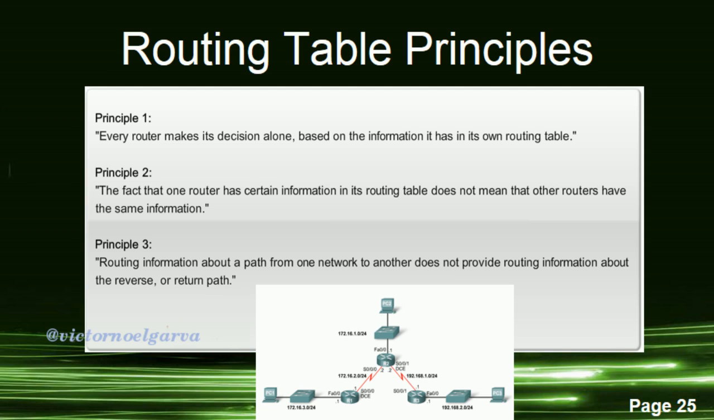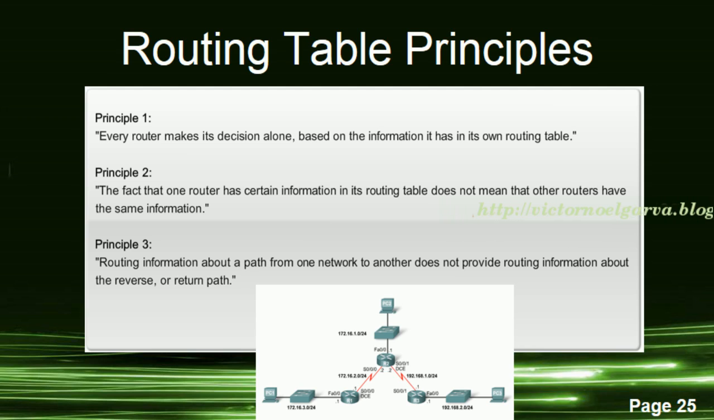R1 has three static routes in its routing table and makes forwarding decisions based solely upon the information in the routing table. R1 does not consult the routing tables in any other routers. Nor does it know whether or not those routers have routes to other networks. Making each router aware of remote networks is the responsibility of the network administrator. Principle 2. The fact that one router has certain information in its routing table does not mean that other routers have the same information.